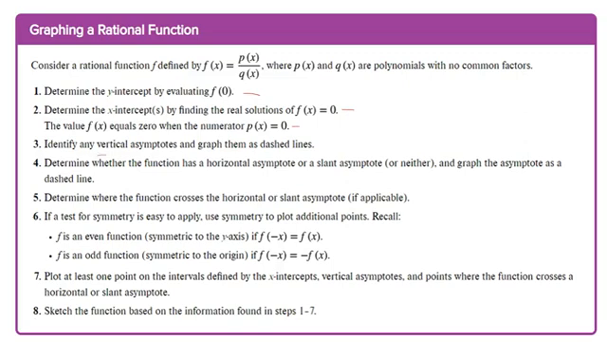We can identify vertical asymptotes, and we can graph them. We can identify if there's horizontal or slant asymptotes, and then we can graph those. We can determine where the function might cross these horizontal or slant asymptotes. We can test for symmetry. And then we can plot some points on these particular intervals. So just a few examples of these.